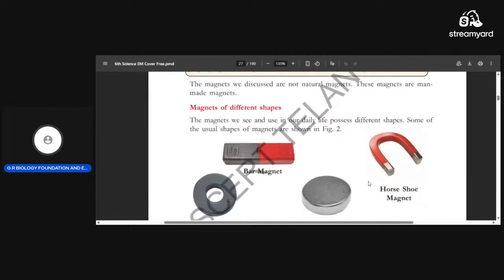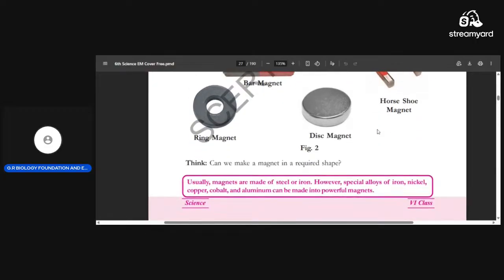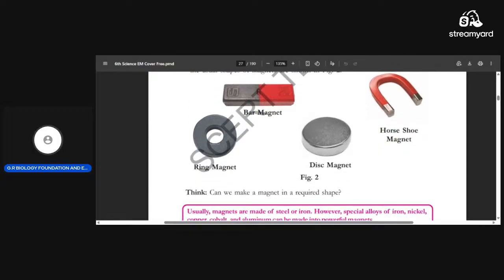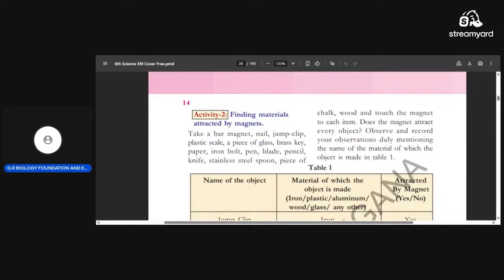Okay, here we are going to discuss the types of magnets. How many types of magnets are there? In our syllabus, we are going to discuss 4 types of magnets: bar magnet, ring magnet, disc magnet, and horseshoe magnet. These are the 4 different shapes of magnets. One is a bar, one is a ring, another is a disc, and a horseshoe magnet.